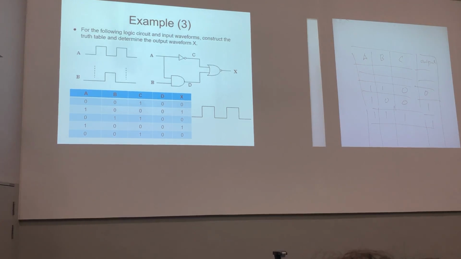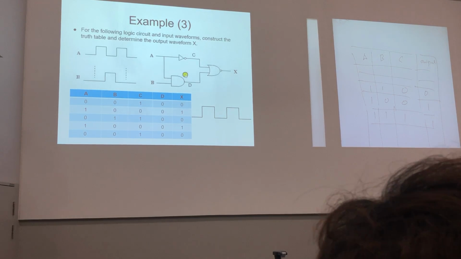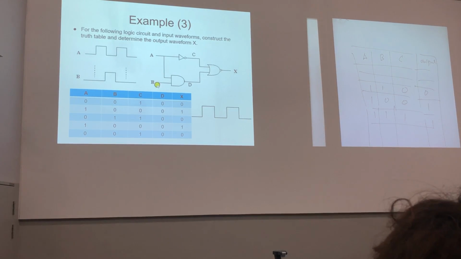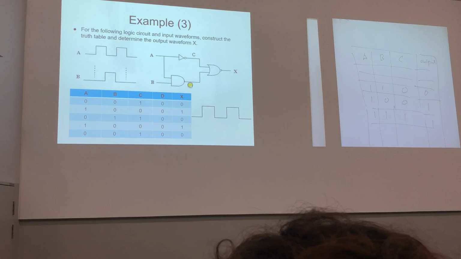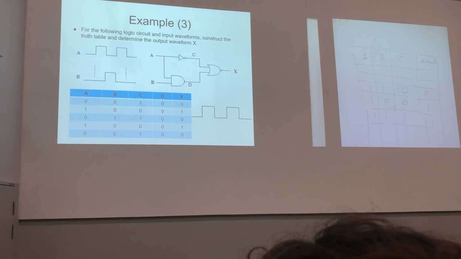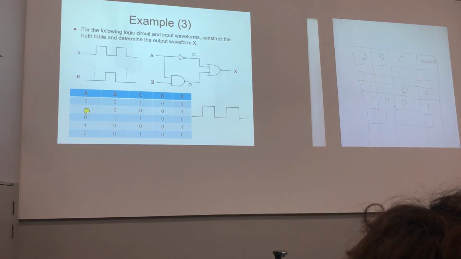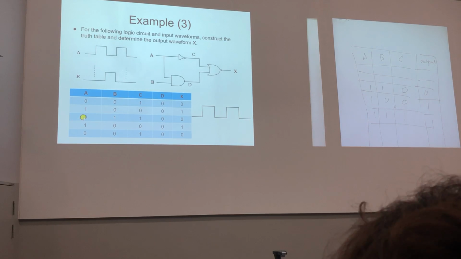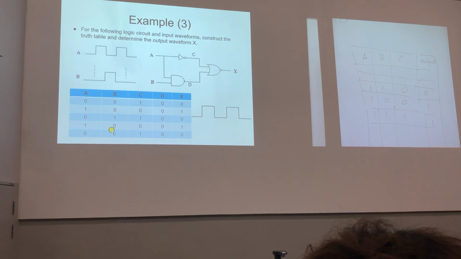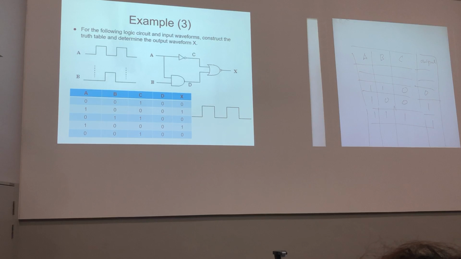Okay? What about D? What is this D gate? AND gate, right? And how many signals does it receive? A and B, right? So in order for me to get D, I should have A multiply B. So I look at A and B. 0 multiply 0 gives me 0. 1 multiply 0 is 0. 0 multiply 1 is 0. 1 multiply 0 is 0. 0, 0 is 0. Okay?